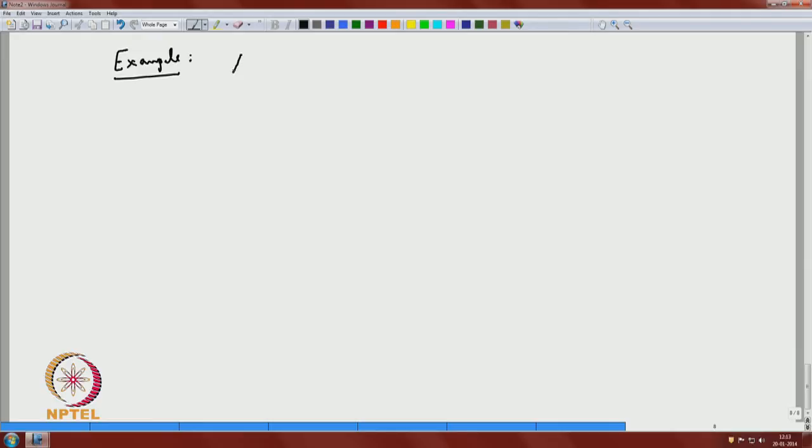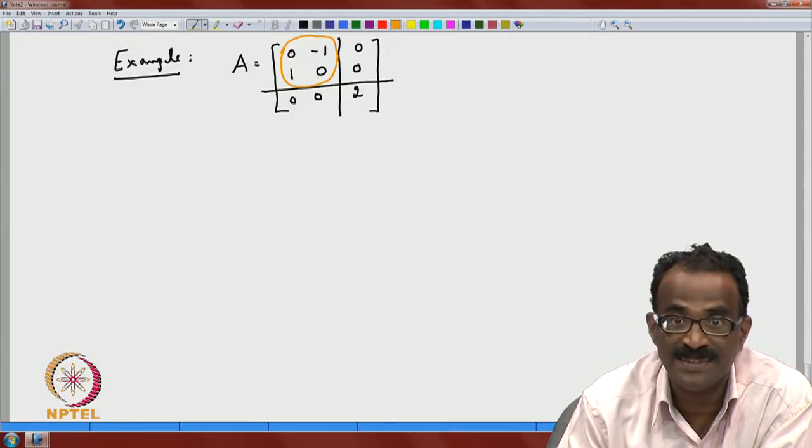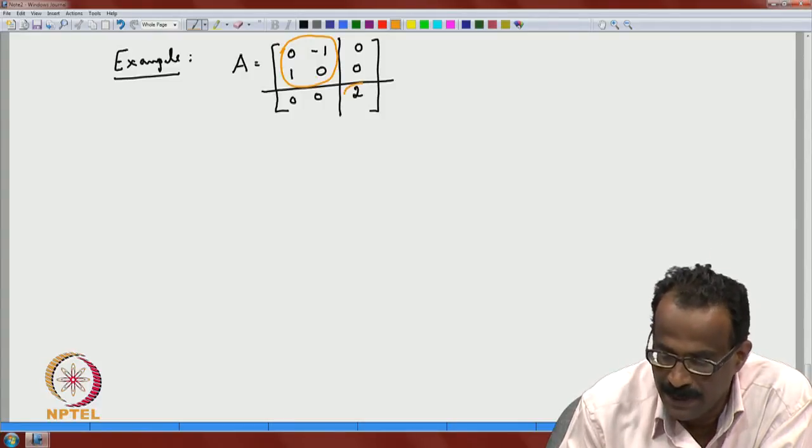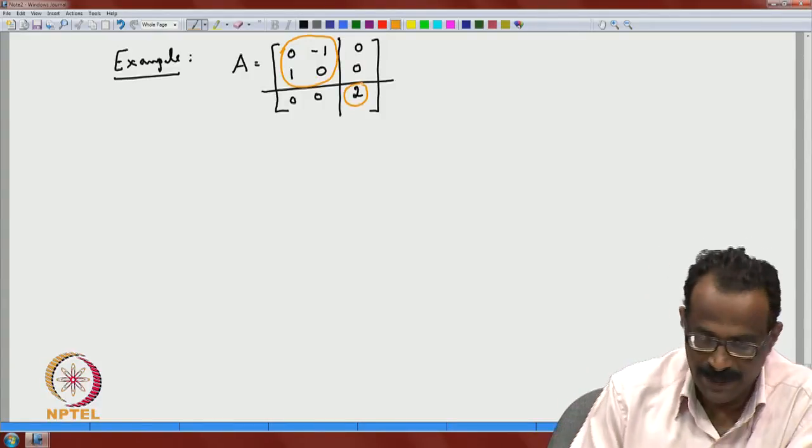So, let us consider the system A, with rows 0, minus 1, 0; 1, 0, 0; and 0, 0, 2. If you look at the system A, it is again decoupled into a 2 by 2 system. This 2 by 2 block has a equal to 0, so it is something like a center, and the x3 component is separate.